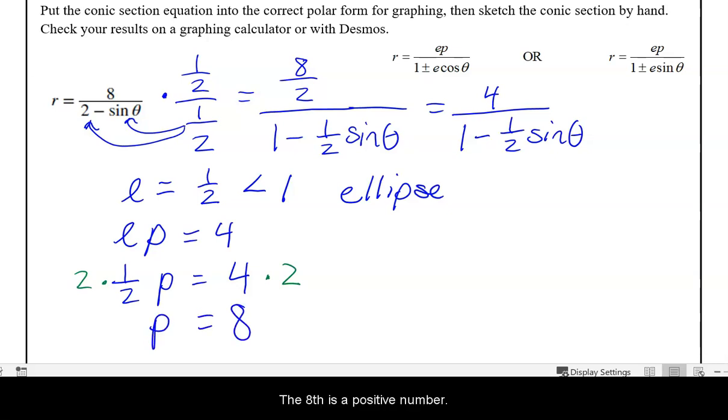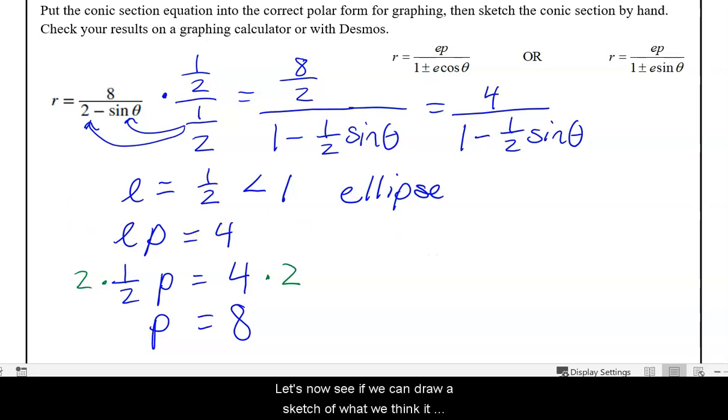The 8 is a positive number. However, in the denominator, in the correct form, I have a negative. That means this is negative and this is positive, so the directrix line will be located in a negative direction with respect to the pole. Because I have sine in the denominator, and sine controls vertical, then this means the directrix must be below the pole and must be parallel to the polar axis.